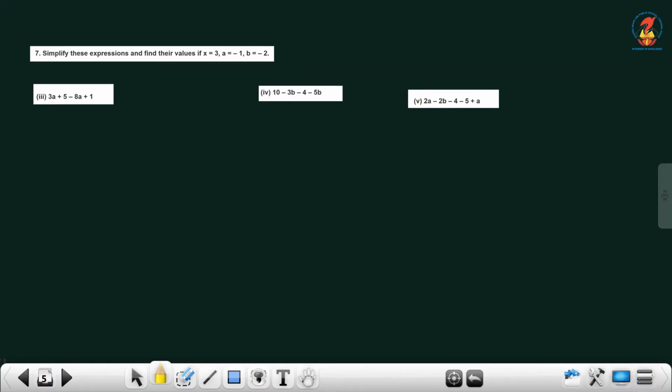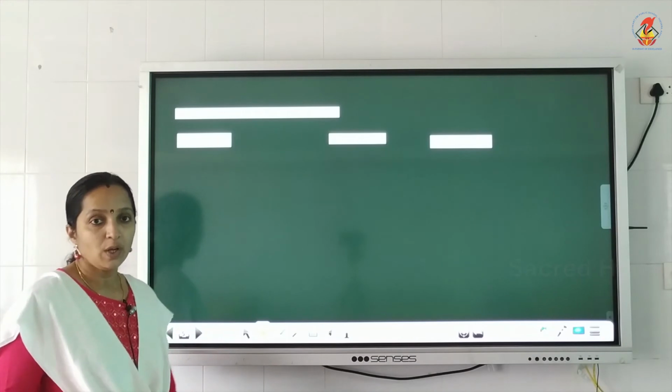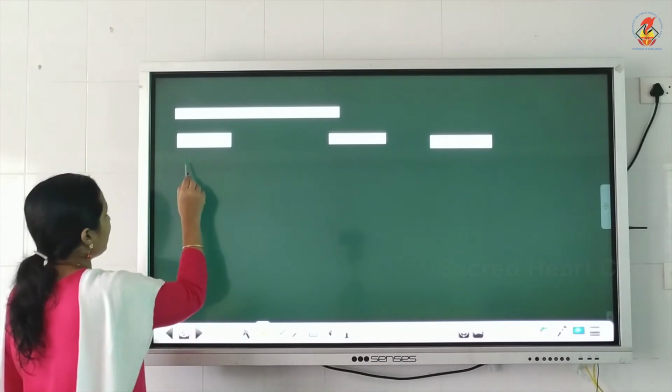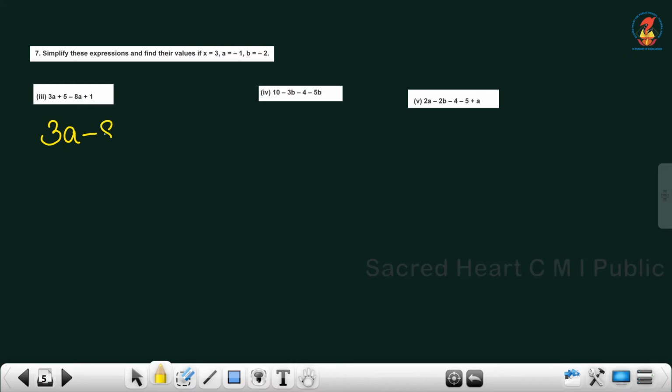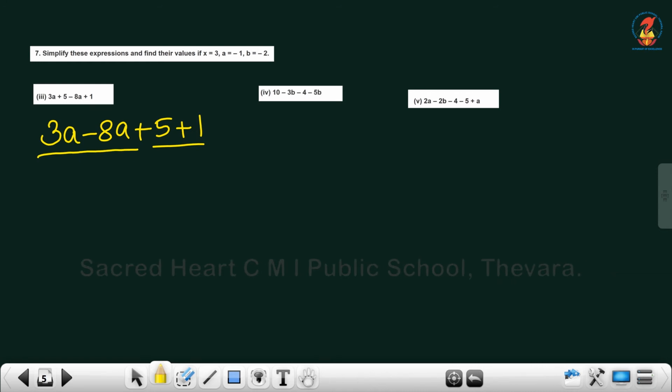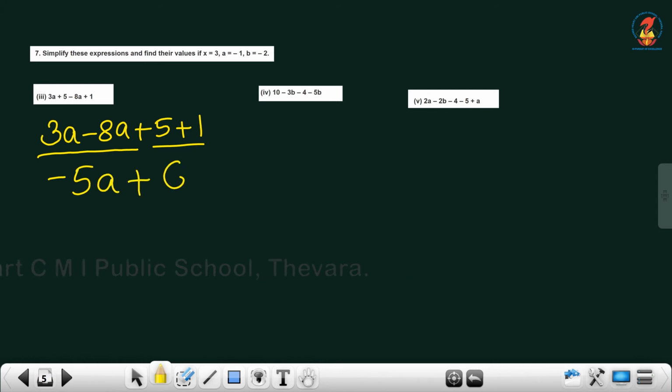Again, here the variable is a, here the variable is b, here the variables a and b, both are there. So after simplifying the equation, just substitute that value. Okay children, first combine the like terms. 3a minus 8a, one group of like terms, plus 5 plus 1, other pair. Now 3a minus 8a, what is the answer? 3 minus 8, what is the answer? -5a plus 5 plus 1, what is the answer?